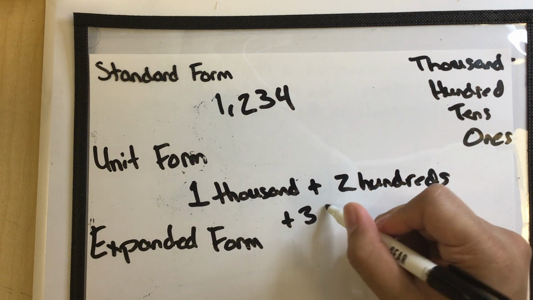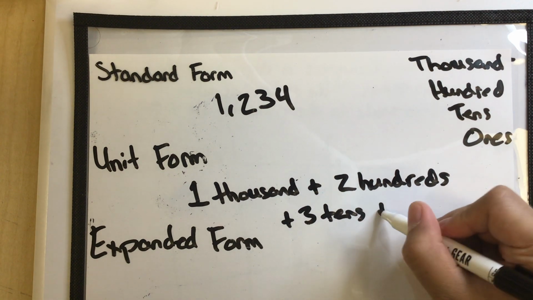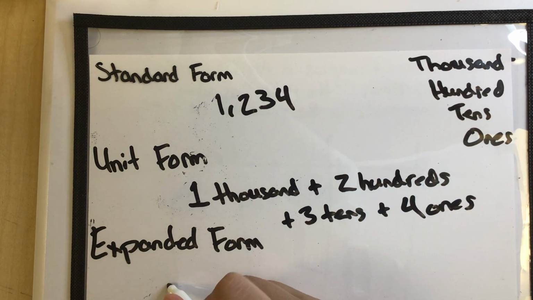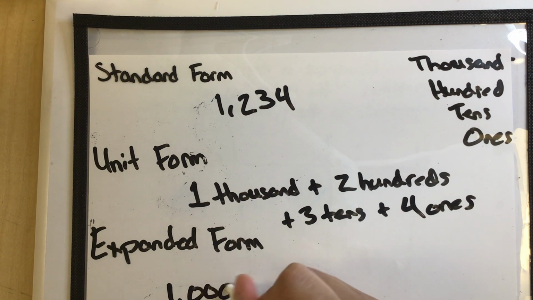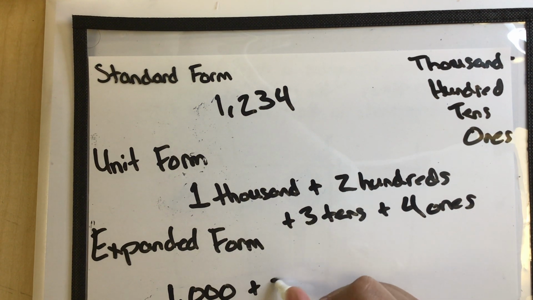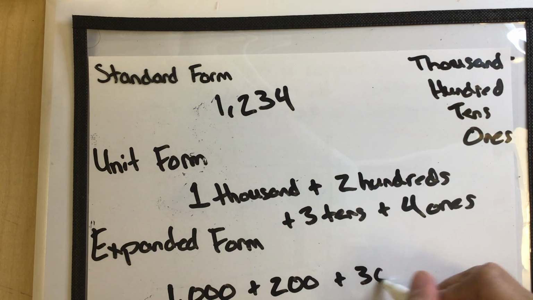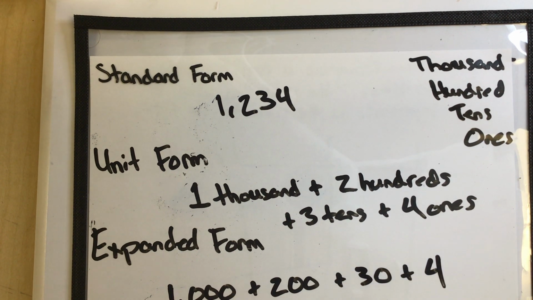Plus 3 tens. Plus 4 ones. That would look like 1,000 plus 200 plus 30 plus 4. How'd you do? I hope you got it right. If not, please let me know and I'll do my best to help you out.